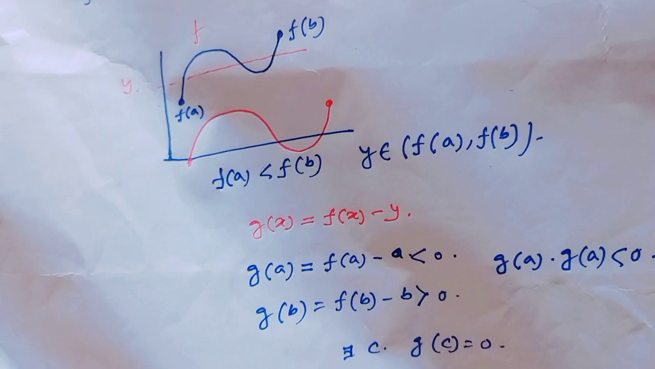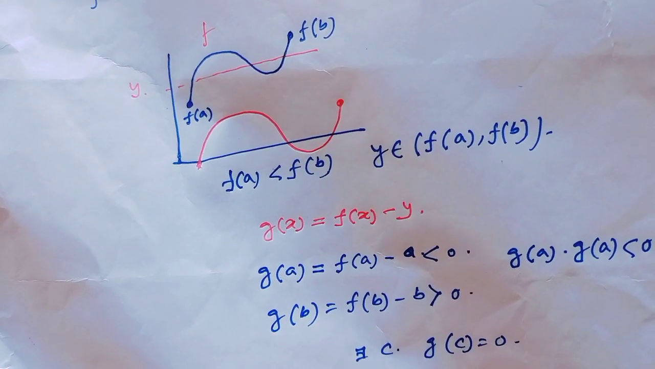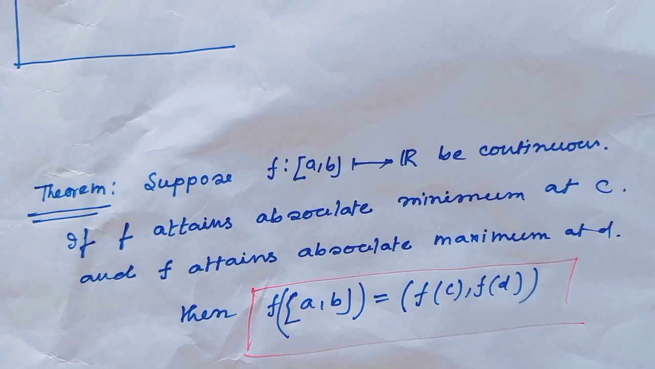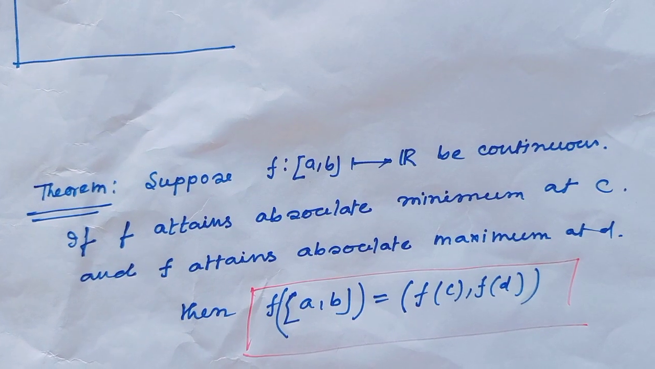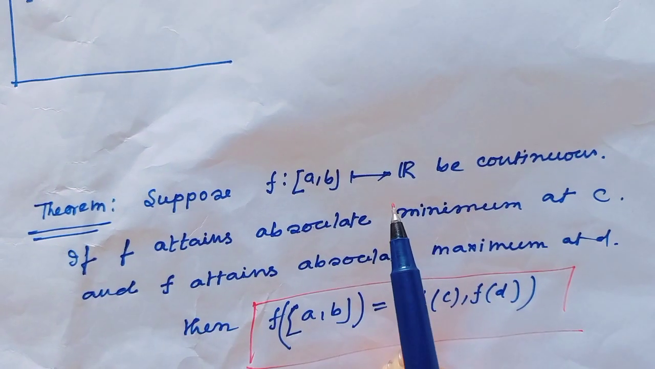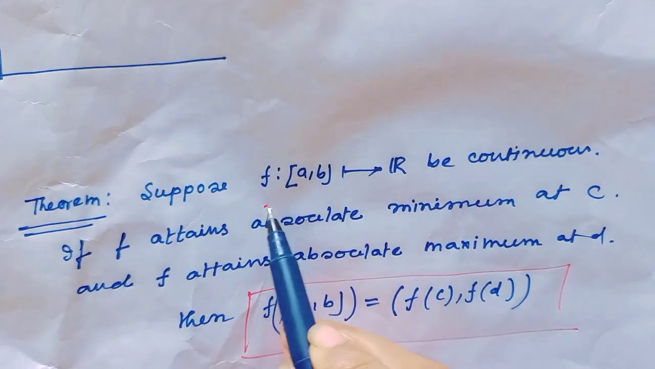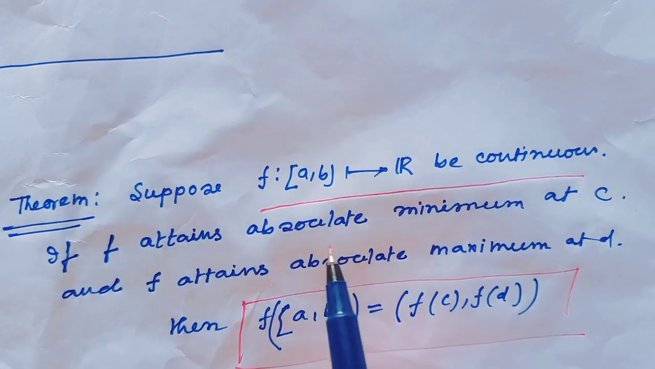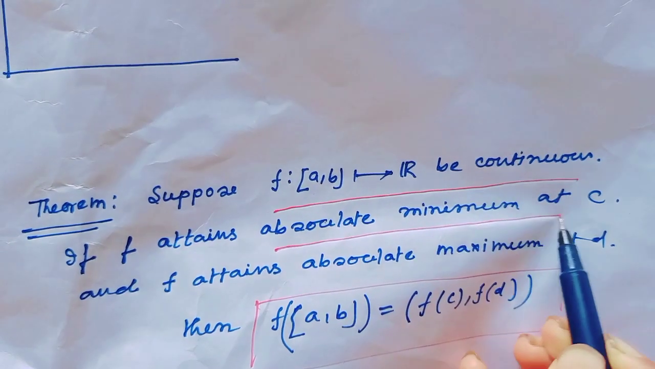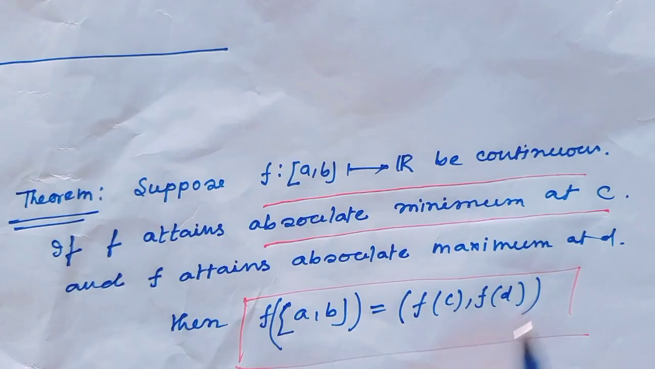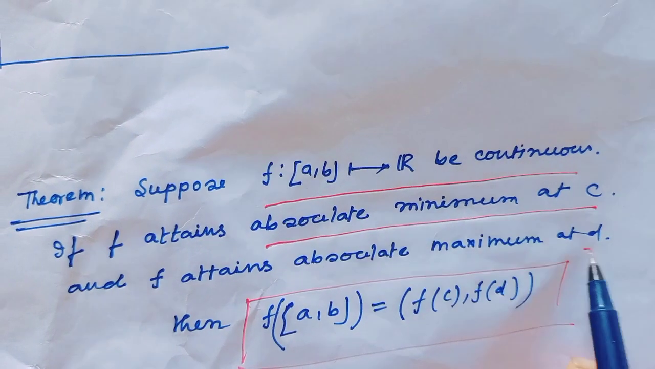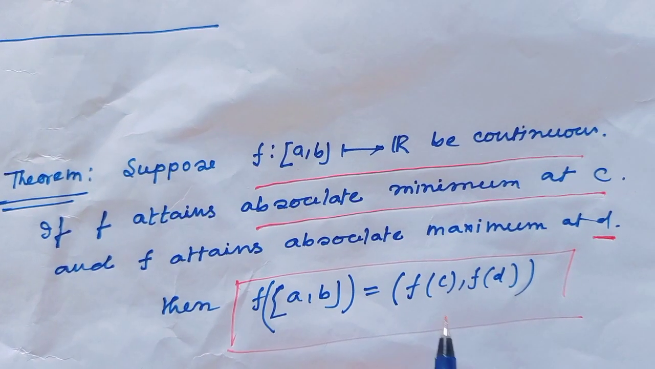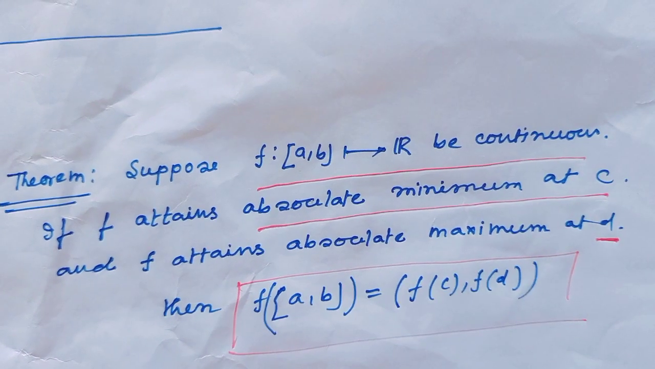I hope all my viewers have understood this proof. Okay. Now I will say some nice applications of Bolzano's intermediate value theorem. First application. Suppose f, defined from the closed interval [a, b] to R, is a continuous function, and f attains its absolute minimum at the point C, and f attains its absolute maximum at the point D. Then the image f of [a, b] is equal to [f of C, f of D].